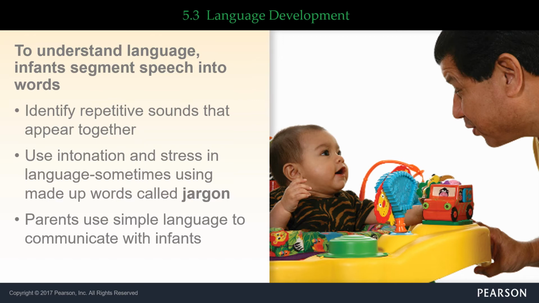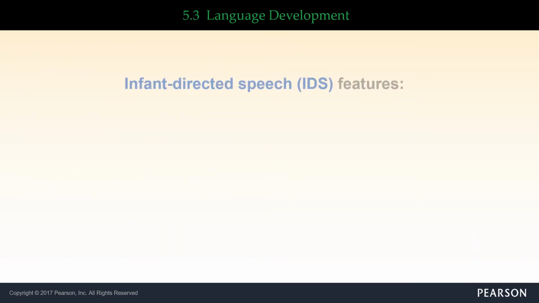And sometimes they'll practice this with words that they make up themselves, and they use that intonation and stresses in something called jargon. So it sounds like they're saying a sentence or asking a question, but they're not using words that are understandable. Parents use simple language to communicate with infants, and we have a special name for that.